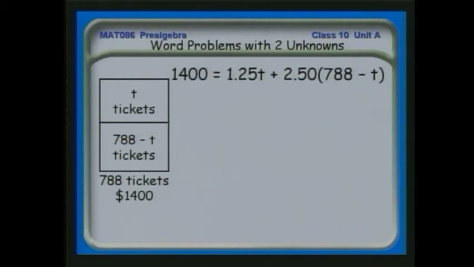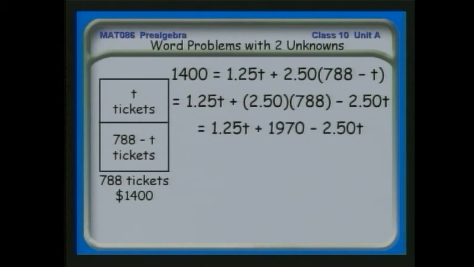We have the equation. Now we need to do the math associated with the equation, and let's simplify. We need to operate on the right. Now remember, just as we had in the previous problem, we need to multiply that number on the outside of the brackets by both terms inside the brackets. We've done that here in the second step, so I have 1,400 is equal to 1.25t plus 250 times 788 minus 250 times t. Let's continue to do the math.